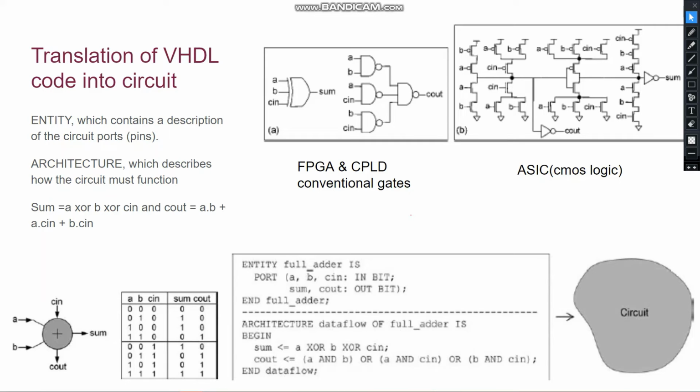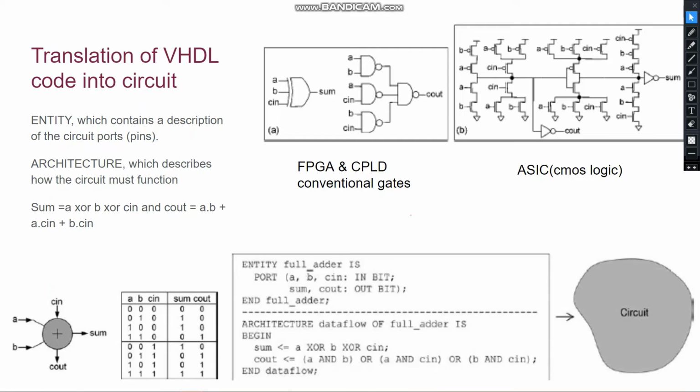What about the architecture? Architecture also has to have a name, right? I'll tell you about the architecture later on, but architecture has a name. The name of it is dataflow. And architecture of what? Architecture of the entity. And what is our entity? Our entity is a full adder. So this is just the syntax of it. And you know that there are different types of circuit designs. You can define it as dataflow, you can define it as structural, or you can define it as behavioral. I'll come to that later on.